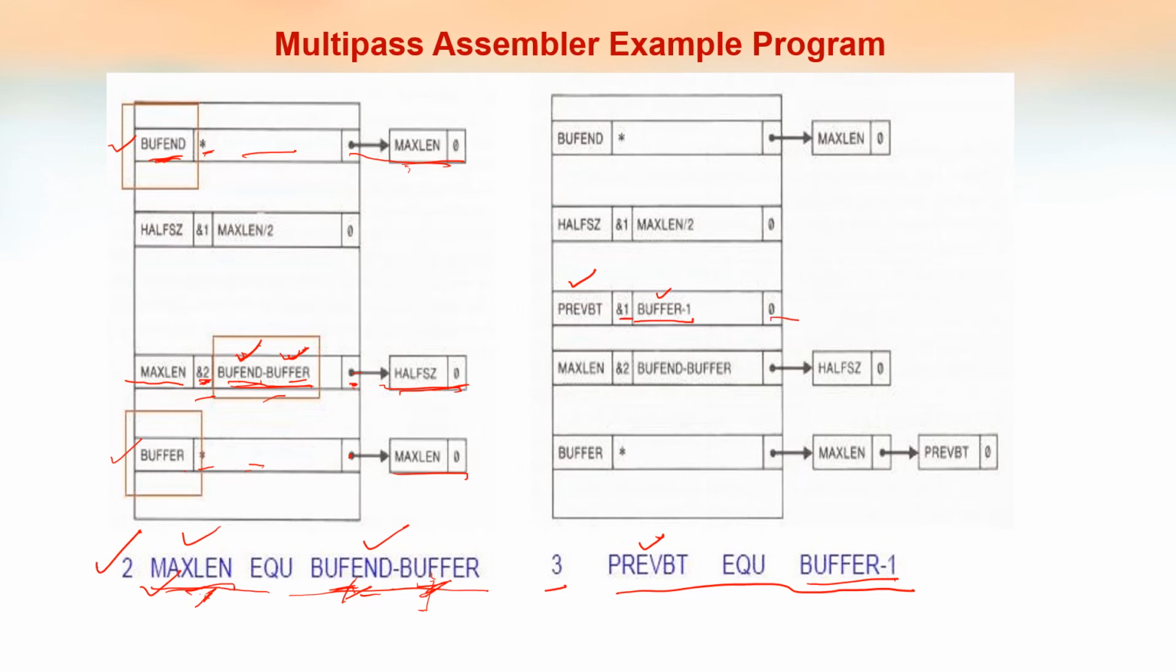And the dependency list. Up to now, does any other symbol depend on the value of PREVBT? Nothing depends on the value of PREVBT. Depends means after getting the value of PREVBT, can I calculate the value of any other symbol? Nothing. So the dependency list is null over here. So that entry I have written. And here see, buffer is already there in the sim tab, so no need to make a new entry. So buffer minus 1.